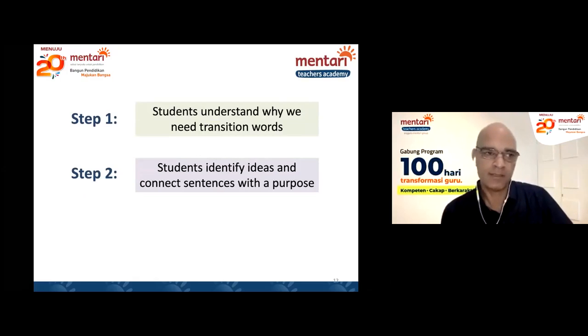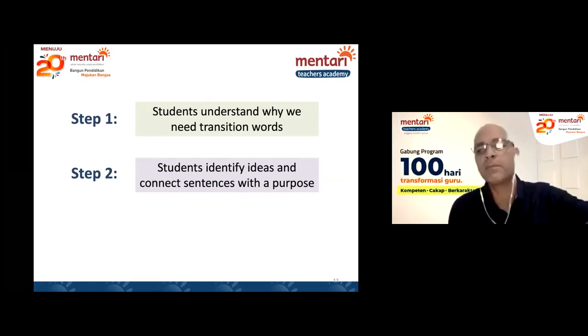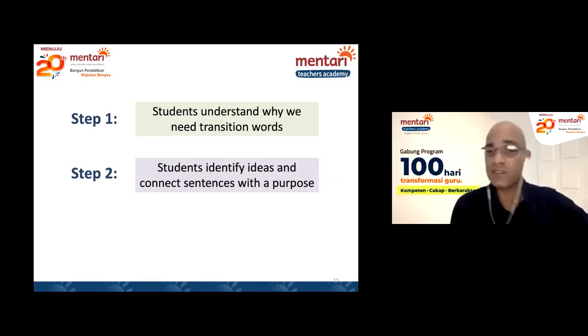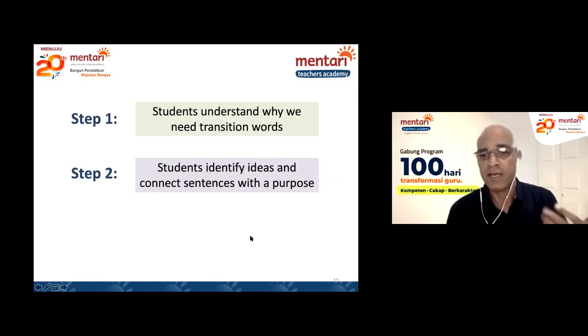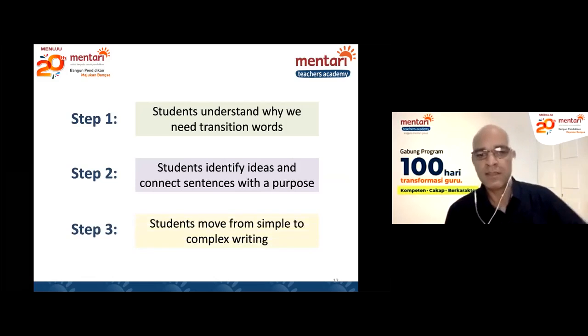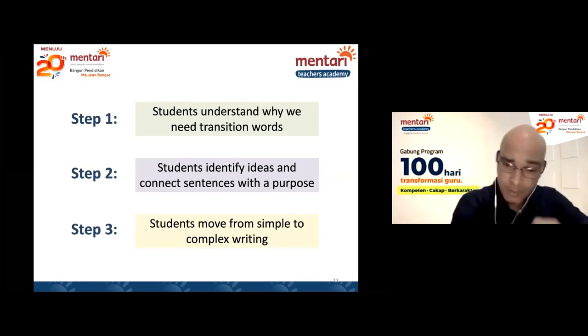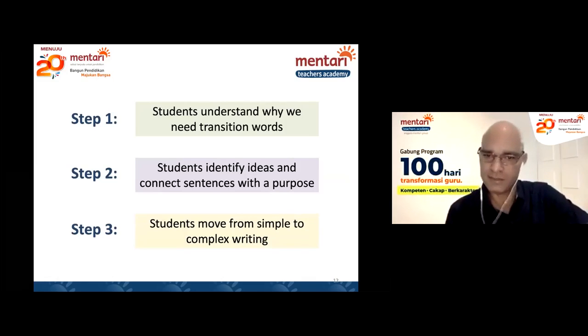Another way to talk about ideas is, what's the purpose of adding another sentence here? If you have one sentence and you're adding another, why are you adding the second sentence? What does it do? Does it add information? Does it include contrast information? Does it involve a time element, or does it shift the focus to time? So what's happening? And the third step allows students, as they practice, to move from simple to complex writing so that they practice simple, compound, and complex sentences.